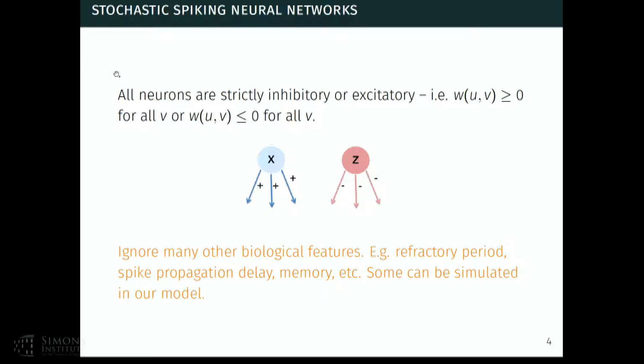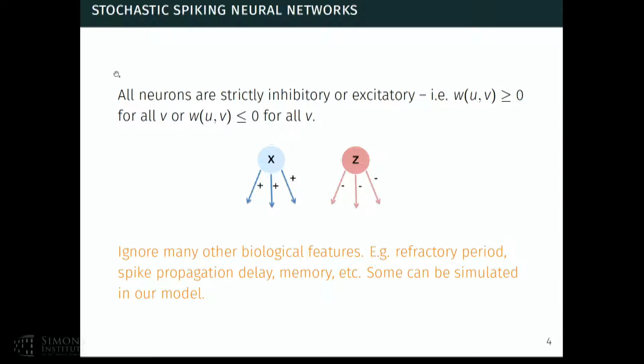We also restrict our structure in one way, which is that each neuron is either all inhibitory or all excitatory. This is what neurons look like in nature. All your outgoing edges are either excitatory edges, where you induce your neighbors to also fire, or inhibitory edges, where you suppress firing within your neighborhood.